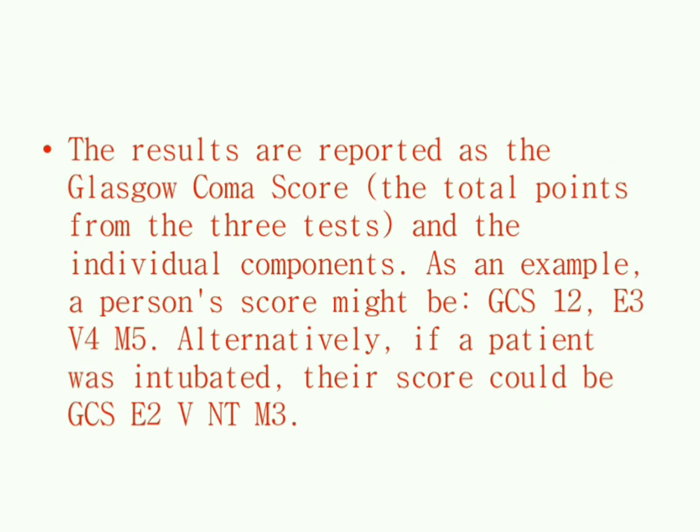The results are reported as the Glasgow Coma score. As an example, a person's score might be GCS 12, E3 V4 M5. Alternatively, if a patient was intubated, their score could be GCS, E2, VNT, M3.